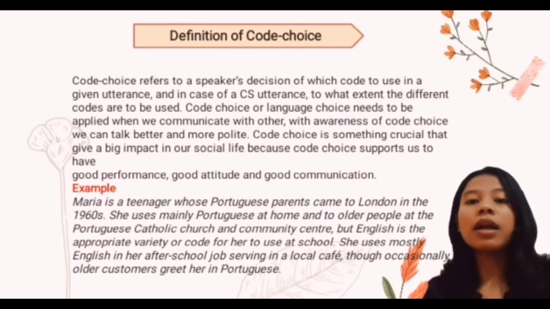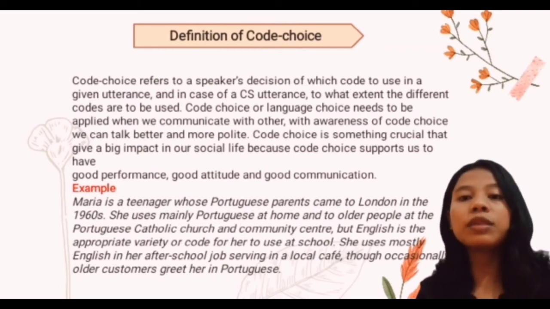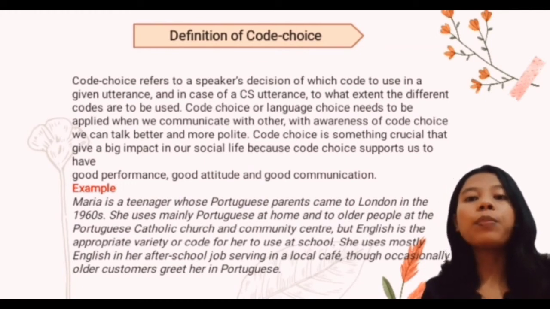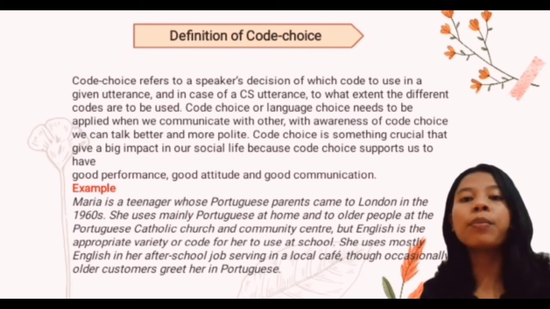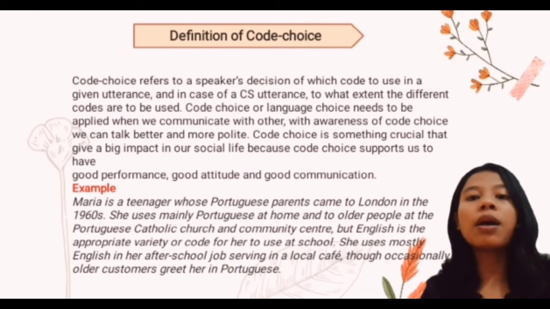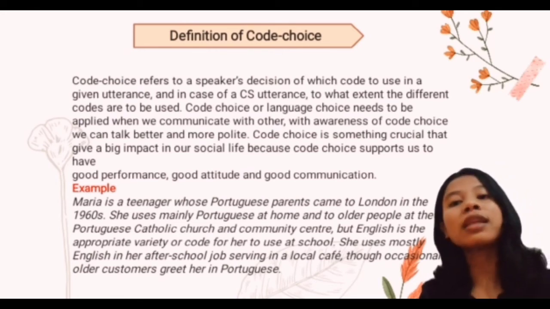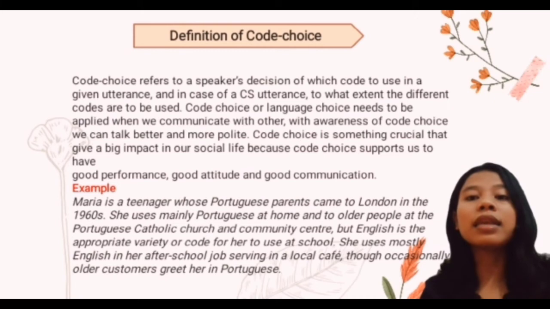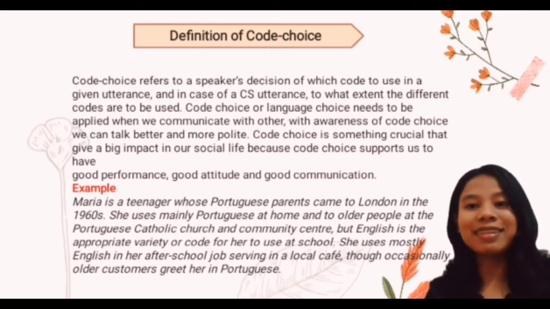Nah, the example of the code choice is Maria, a teenager whose Portuguese parents came to London in the 1960s. She used mainly Portuguese at home and to older people at the Portuguese Catholic Church and Community Center. But English is the appropriate variety or code for her to use at school. She used mostly English in her after-school job serving in a local cafe, though occasionally older customers greet her in Portuguese. I think that's all about the definition of code choice.